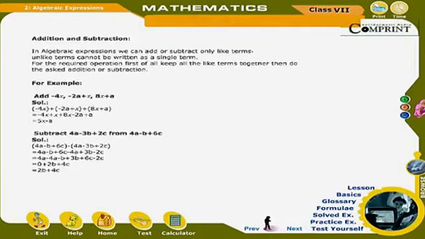Subtract 4a minus 3b plus 2c from 4a minus b plus 6c. Solution: 4a minus b plus 6c minus 4a minus 3b plus 2c is equal to 4a minus b plus 6c minus 4a plus 3b minus 2c is equal to 4a minus 4a minus b plus 3b plus 6c minus 2c is equal to 0 plus 2b plus 4c is equal to 2b plus 4c.